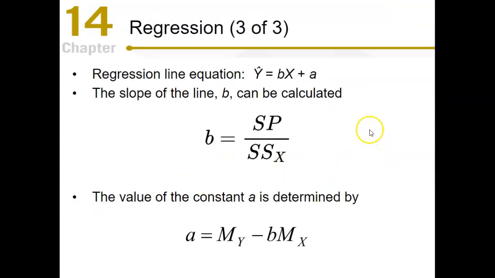And the way that we find this line would be by finding the slope. So the slope is found by taking the sum of products, which we calculated for correlation, and setting that over the sum of squares for the x variable. And the constant a is found by taking the mean of the y variable and subtracting the mean of the x variable times the slope that we get. So that's how you would construct this line, and then you could use that to make predictions. So we'll do a couple of practice problems in the next few videos.